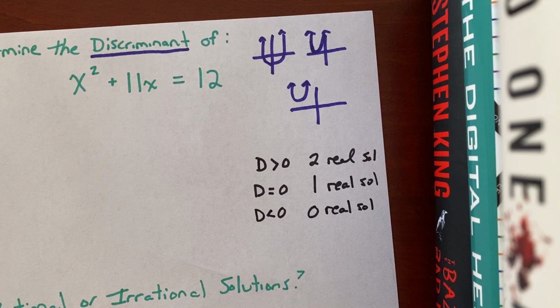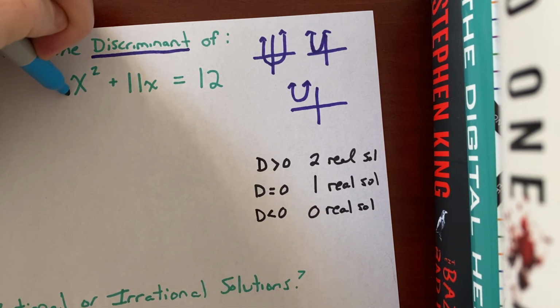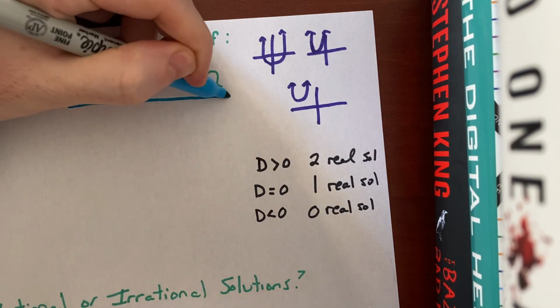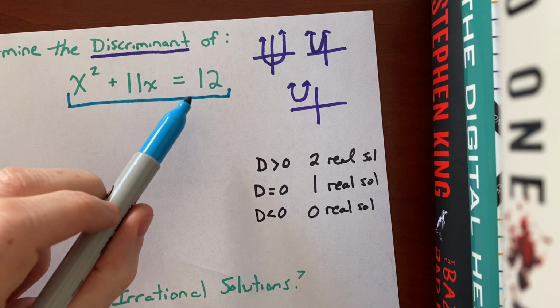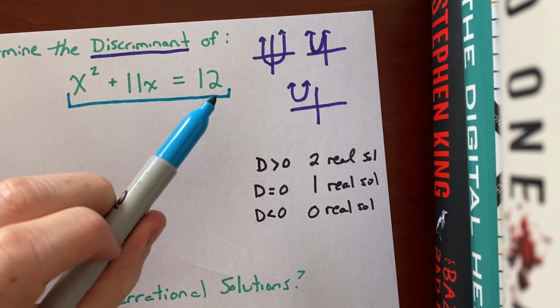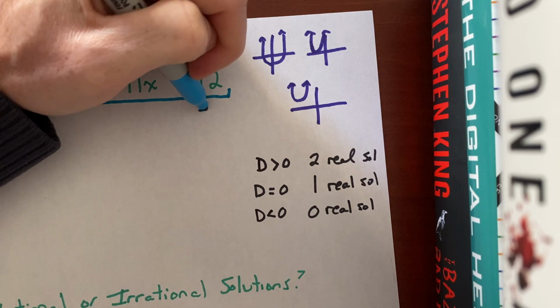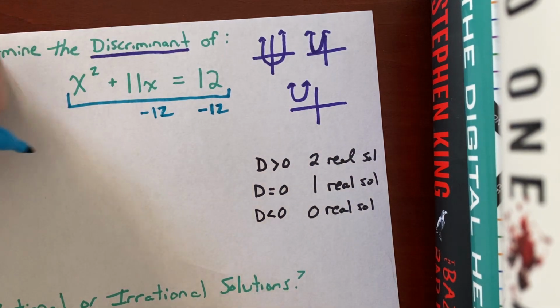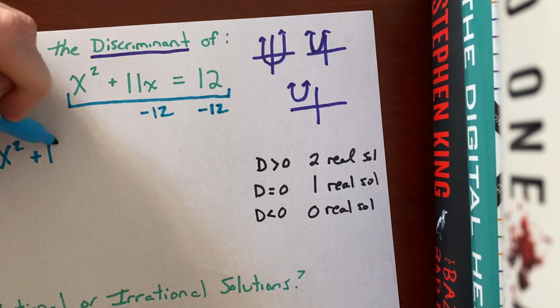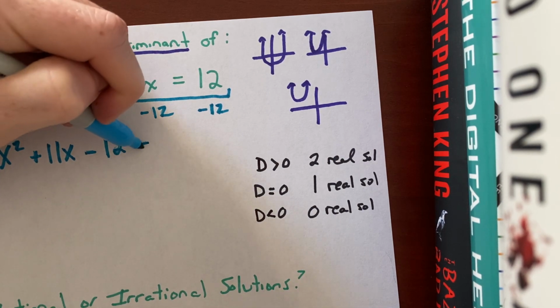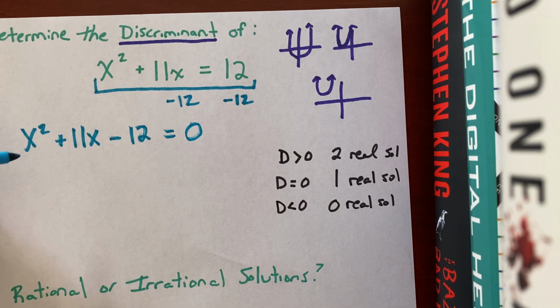Okay, so when going through and doing this, we want to make sure that we have our quadratic equation in standard form. So this right here, x squared plus 11x equals 12, is currently not in standard form. Standard form means everything is on the exact same side. So I'm going to bring this 12 over to the left. Since it's a positive 12, I am going to subtract it. I get x squared plus 11x minus 12 equals 0. So before I do any work, I need all 3 of my terms to be on the left-hand side of that equal sign.